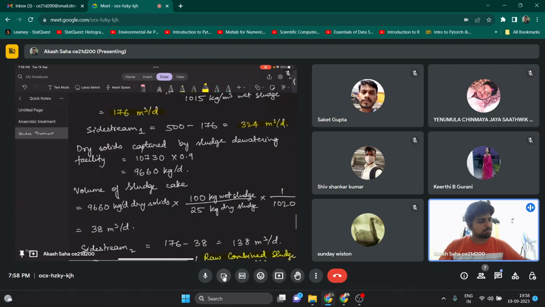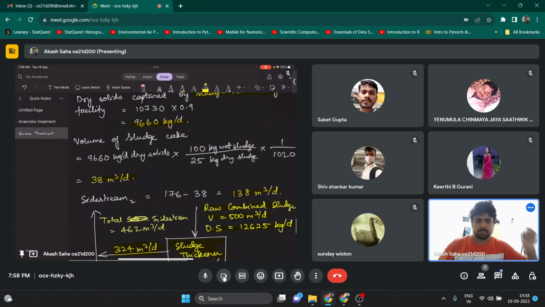Again, we have to find the same for the sludge dewatering facility: the dry solids, then the volume of the sludge cake, and then the side stream. It is very easy, we just have to play with the values. Anything else? If you can visualize the problem, then the problem is solved.